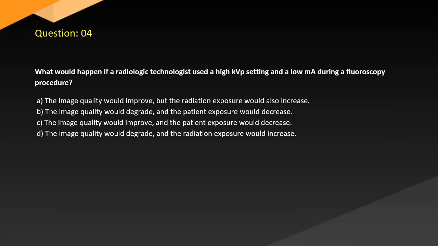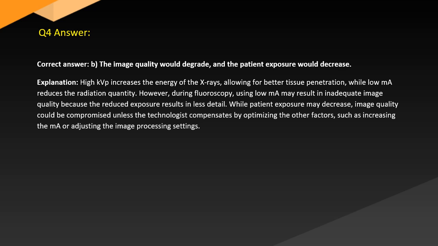Question 4. What would happen if a radiologic technologist used a high kVp setting and a low mA during a fluoroscopy procedure? A. The image quality would improve, but the radiation exposure would also increase. B. The image quality would degrade and the patient exposure would decrease. C. The image quality would improve and the patient exposure would decrease. D. The image quality would degrade and the radiation exposure would increase. Answer. Correct answer: B. The image quality would degrade and the patient exposure would decrease.